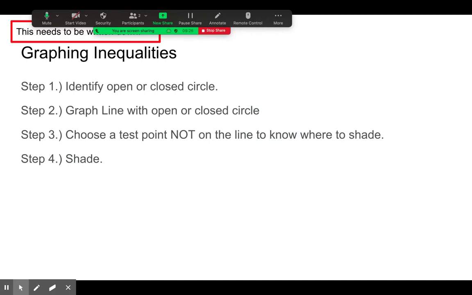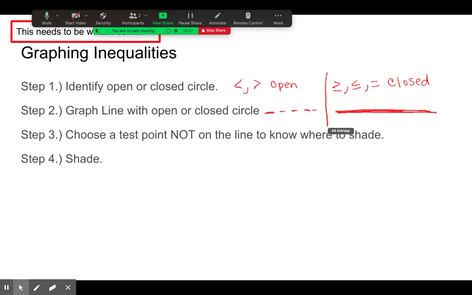So for graphing inequalities, the first thing you should do is identify if it's an open or closed circle. It's an open circle if it's less than or greater than. It's a closed circle if it's greater than or equal to, or less than or equal to. Graph the line with an open or closed circle and also with a solid line or a dashed line. We use a solid line for closed. We use a dashed line for open.